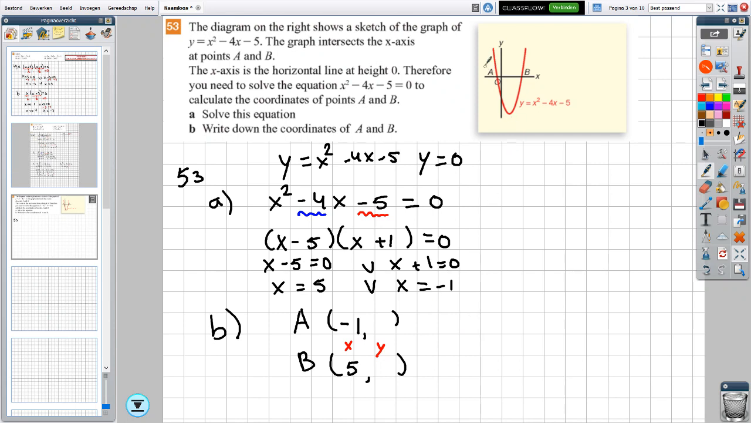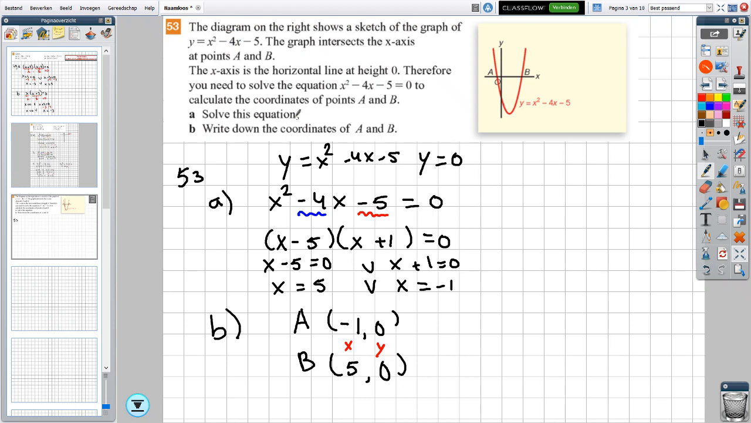What is the y-coordinate of something that's on the x-axis? What is its height, you could say? Well, I think then both of them have a y-coordinate of 0 because they don't move up or down, right? That's what the y-coordinate does. This is the easy way, or the quick way. The more elaborate way, you could fill in minus 1 and 5 inside of your quadratic equation.